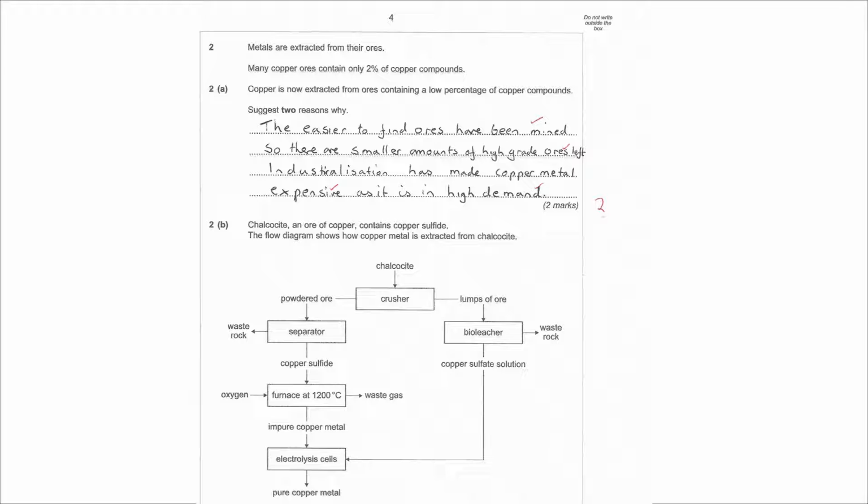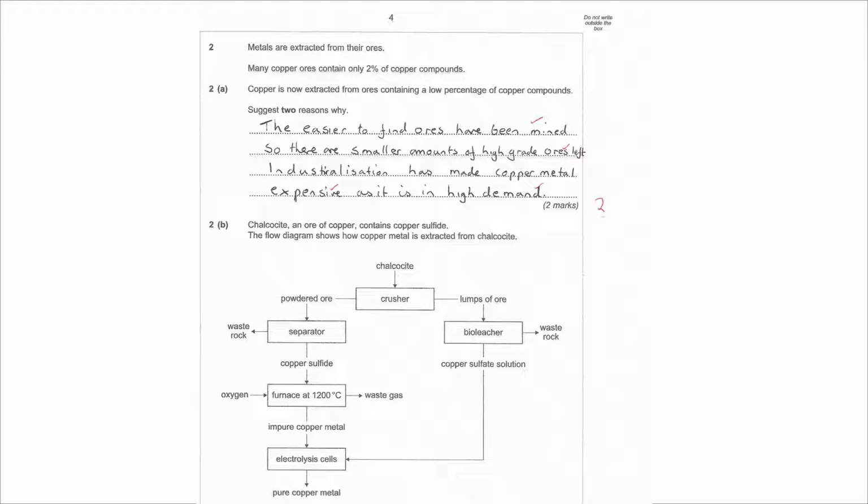The easier to find ores have already been mined, so there are smaller amounts of higher grade ores left in the ground. Industrialization has made copper metal expensive as it's in high demand. Okay, I actually overbuilt this. I probably could have answered that question in 2 lines just using any of these points I've ticked here. You could have also included the idea of improving technology, making it easier to extract metal from lower grade ores.